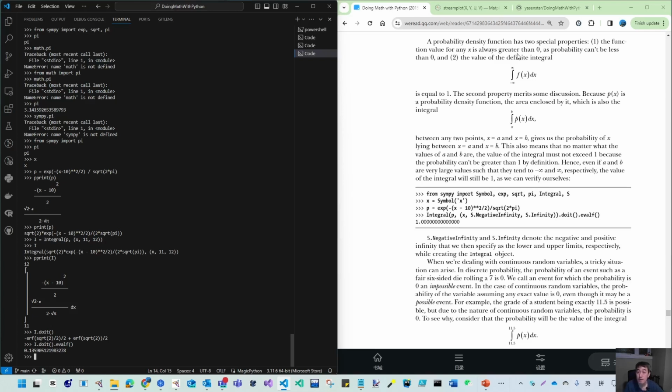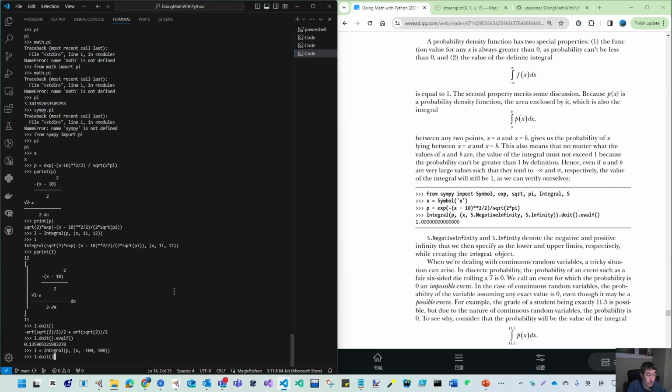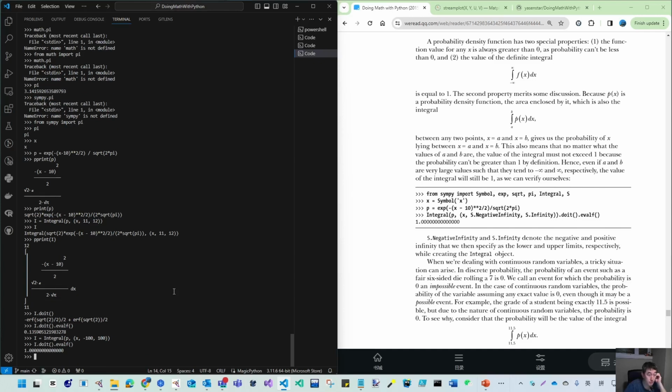Second is the value of this definite integral. If we see, it will be equal to 1, as the range we put is approaching 1. So we can also try, let's see here. If I change this, now we can see it's just 14%. So let me see, if it's 400 to 100, then if we do this, you can see it's already almost 1.